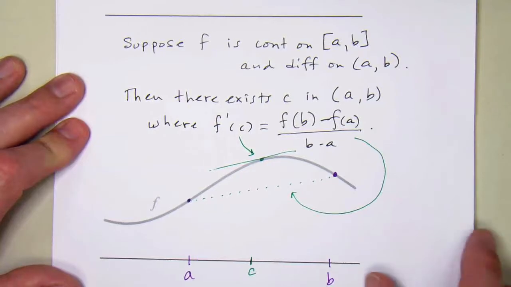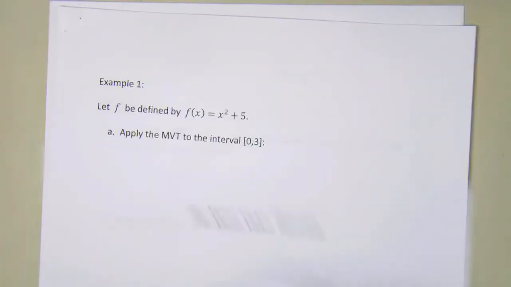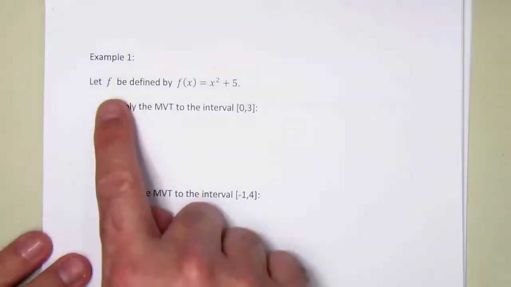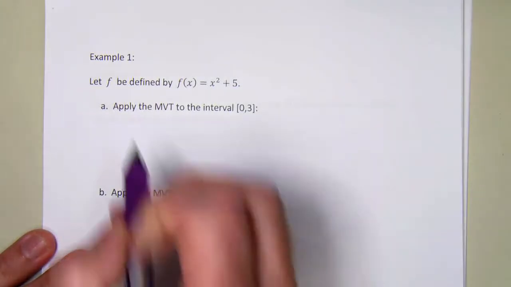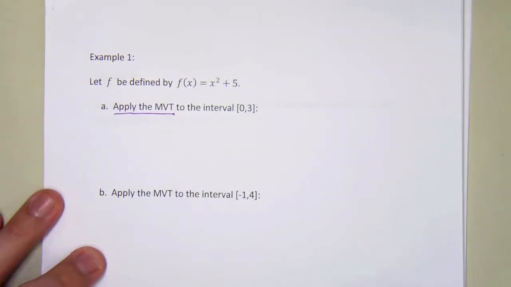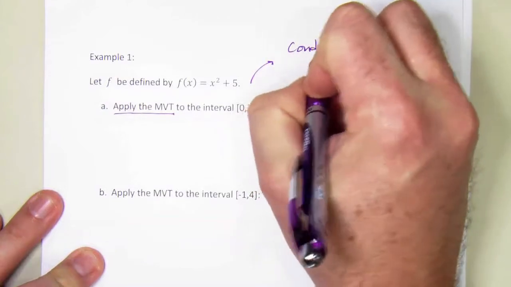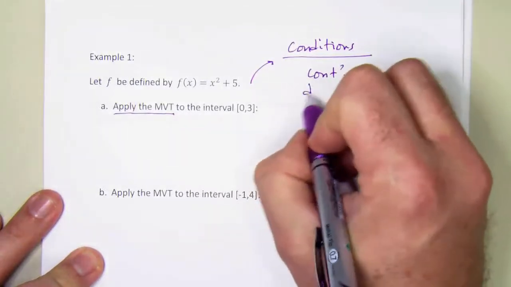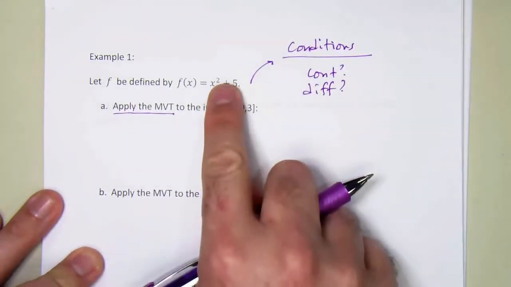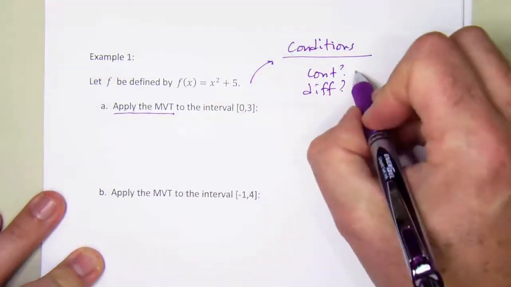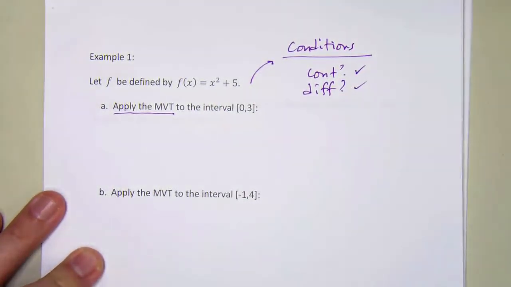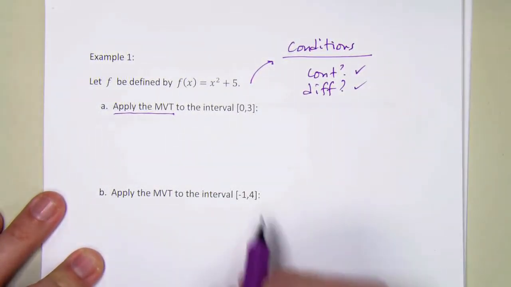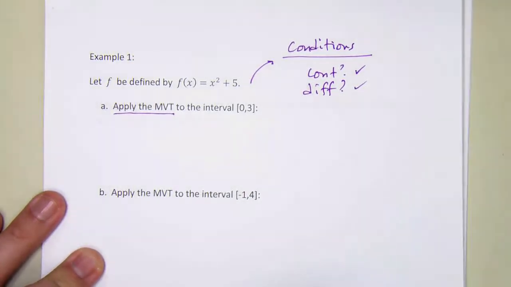So let's go ahead and take a look at a couple of examples. Here's the same diagram. In example 1, we're starting off with an idea that we have a function that's defined, and even before we get to the idea of applying the mean value theorem, we really need to check the conditions. Is the function continuous, and is it differentiable? And since this particular function is a polynomial, it's continuous for all real numbers, and it's differentiable for all real numbers, which means it's continuous and differentiable on both interval 0, 3 and interval -1, 4. So we can apply the mean value theorem.